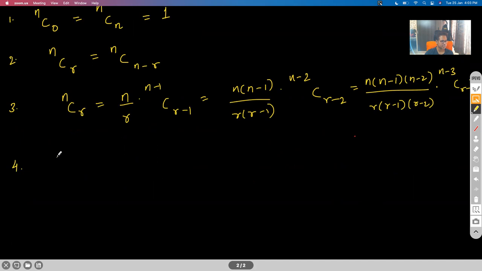Next, nCr upon nC(r minus 1) is (n minus r plus 1) by r. Very, very important property, especially when you need the ratio of these binomial coefficients. This property is very, very useful. Okay.